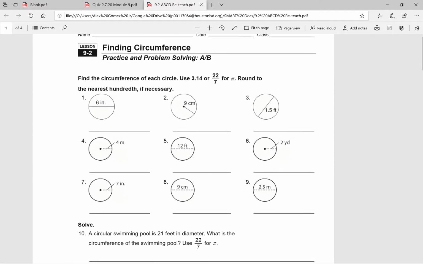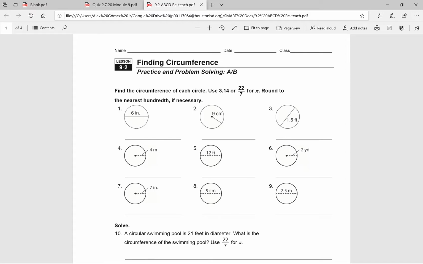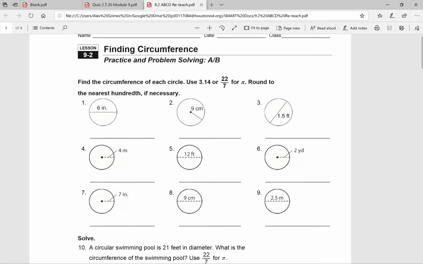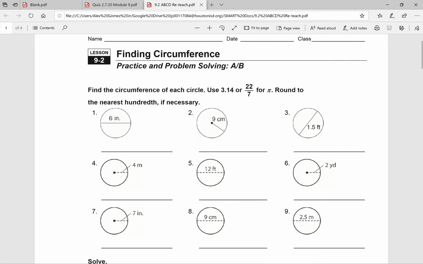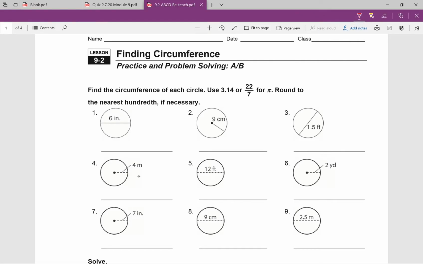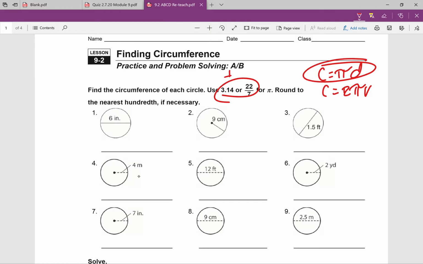Today we're going to be finding the circumference. This is 92AB, and I'm also going to do D on this one. For circumference, we have two formulas: C equals pi times diameter, or C equals 2 pi r. I like to do this one so that we can differentiate. So we're going to use the diameter always. Pi is either one of these two. I like to stick with this one unless they ask me to use the other one. So that's what we're going to do.